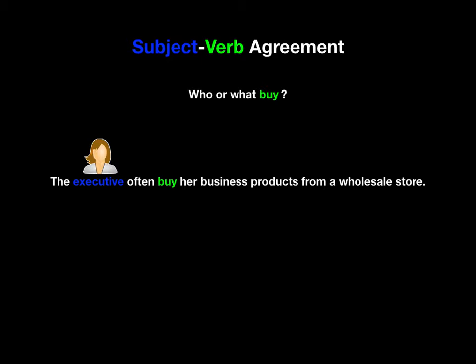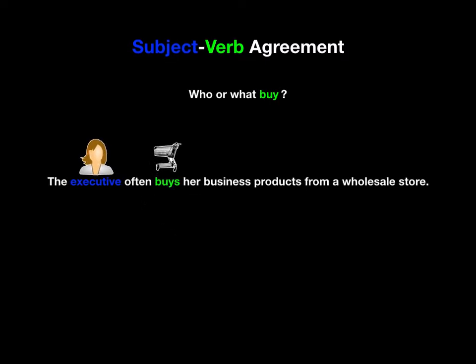As we can see, executive is singular. There is only one. What form is buy in? Is buy singular or is buy plural? If we remember that singular verbs end in S, we should be able to identify buy as plural. Therefore, we have an error with subject-verb agreement, and we need to change buy to the singular form buys. The executive often buys her business products from a wholesale store. Now we have a singular subject and a singular verb.